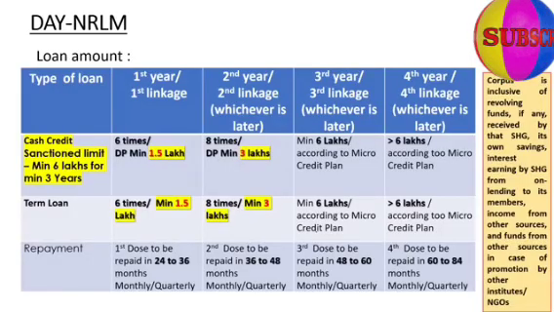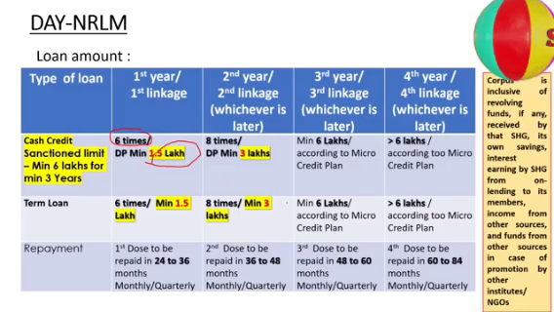Then loan amount. If it is CC or term loan, the guidelines are almost the same. So if you remember one, the second is the same. The CC limit should be 6 lakh. DP can vary. In the first year, DP will be a minimum of 1.5 lakh or 6 times the corpus amount, whichever is higher.